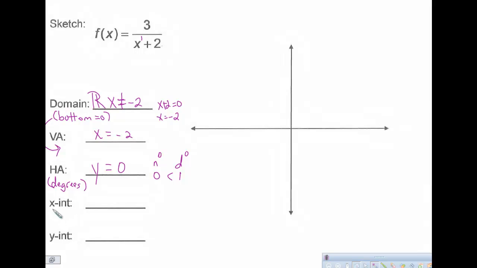For the x-intercept, we set the top equal to 0. So there's no x-intercept. For the y-intercept, again, we let x equal 0 and solve for y.